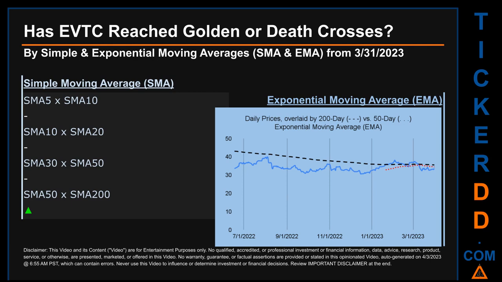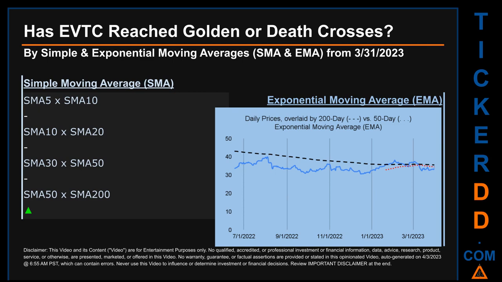For our opinionated analysis of third-party and abstracted data, we decided to look at both simple moving average, SMA, and exponential moving average, EMA. The latter calculates moving average by giving more weighting to recent prices. For EMA, you can be the judge. Look at the generated graph on this page. Has the 50-day EMA line, which is in red, crossed above or crossed below the 200-day EMA line, which is in black?